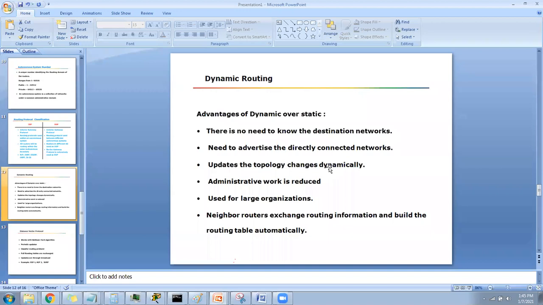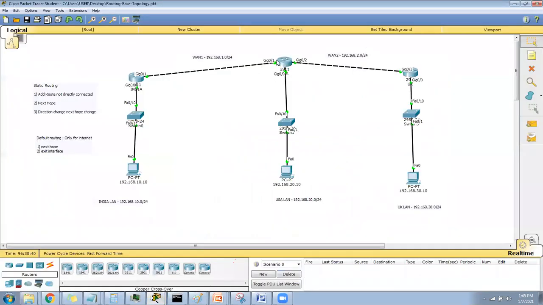It updates topology changes dynamically. See, in static routing, if you remember, day before yesterday we had the India office and the US office, right? So we did a manual configuration. Then yesterday we added the UK network, so we had to add the UK LAN here, right? Similarly, if I add another router, an Africa router, those two networks again need to be added in all the remaining routers, right?